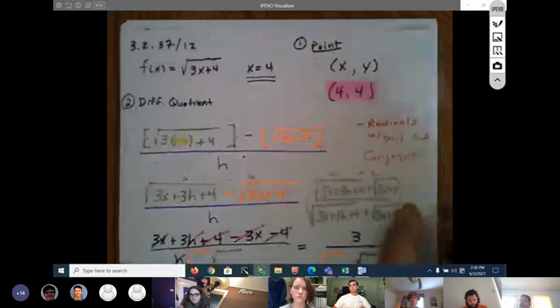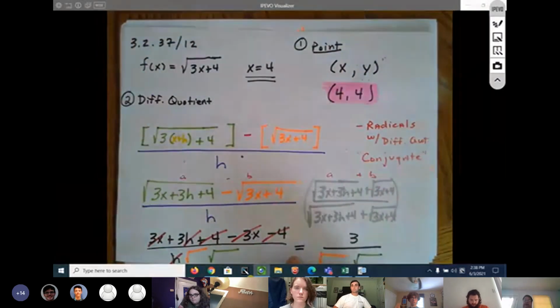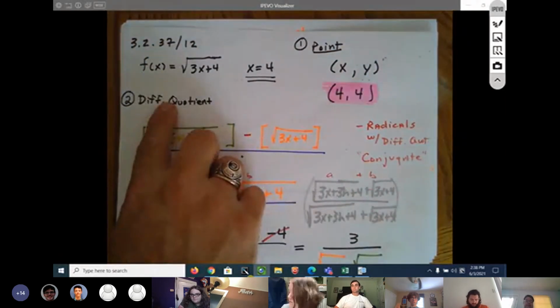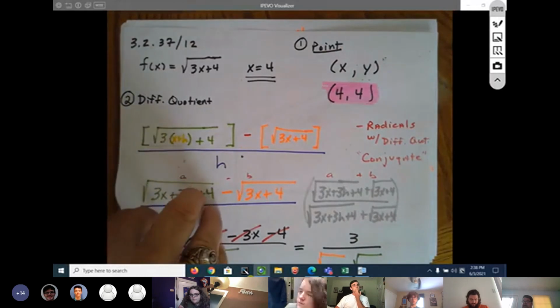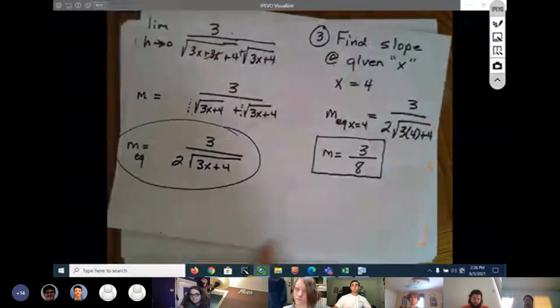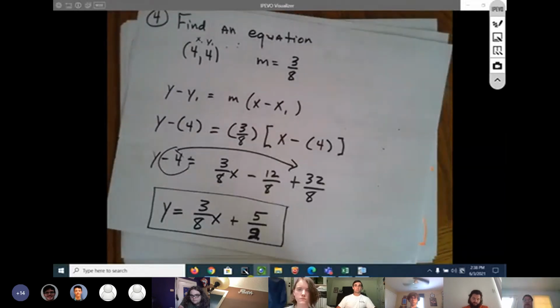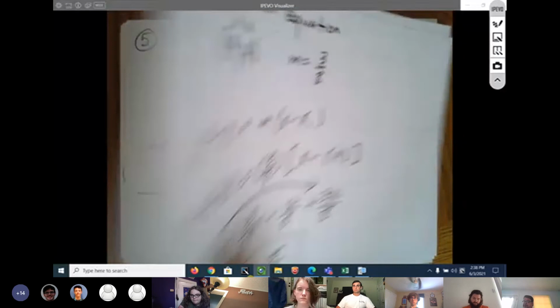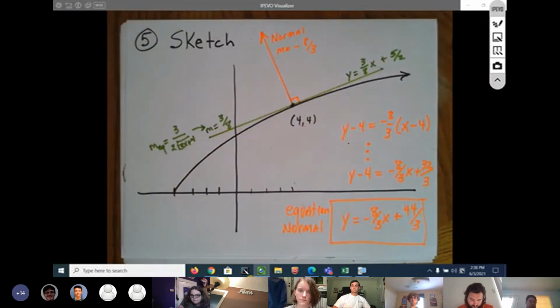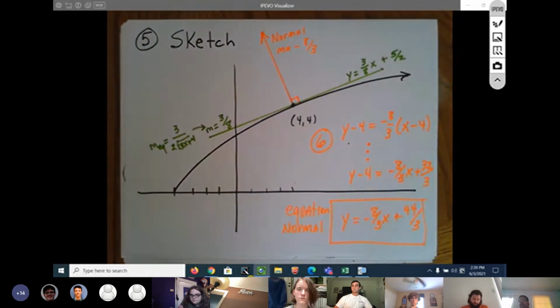I said get a point first. Then difference quotient. Then find the slope. And then once you found the slope, you find an equation, and then you graph it. And then number 6 would be find the equation for the normal, which you are not responsible for, I don't think, unless there's a test or a homework question that wants you to find the normal vector.